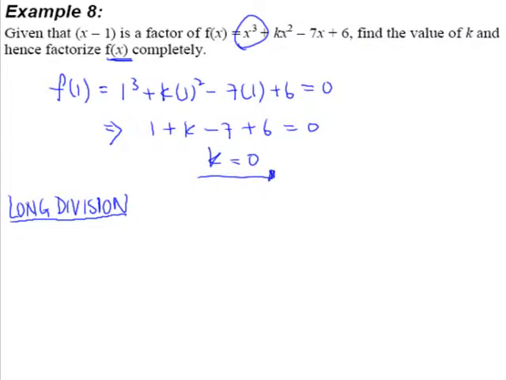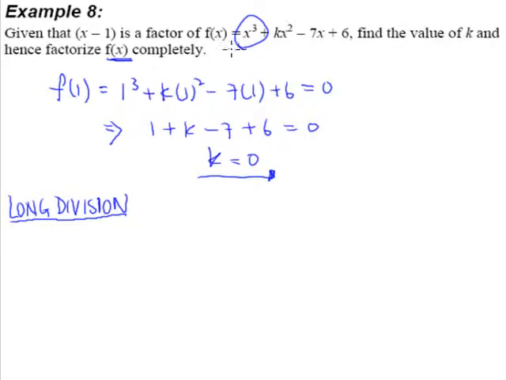Okay, like I told you earlier on, there are basically two ways to do this. One way is by using the long division method, which is what we're going to do now. Okay, anyway, think about the logic first. Now we know that x minus 1 is a factor of this polynomial, this function.